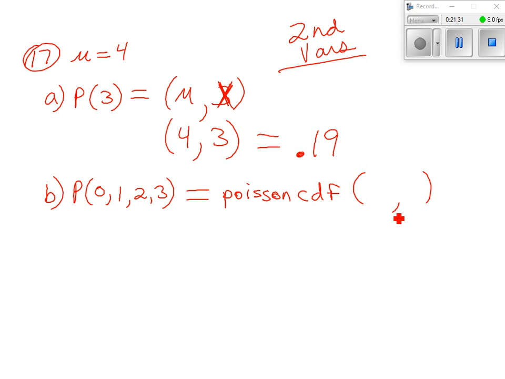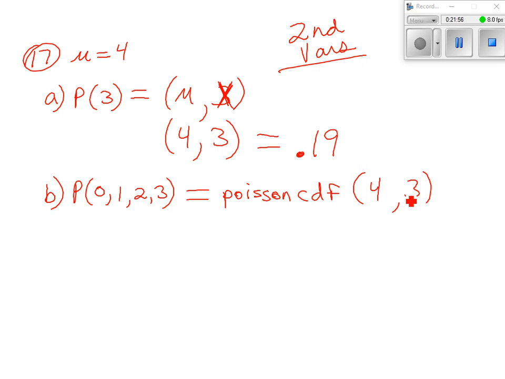We were sort of confused about that at the end of the last class. The highest number that you want to include. So what do I put? Second, vars, go down to Poisson CDF, hit enter. What numbers are we going to put in? What's our mu still? 4. 3. We still put in the same thing.